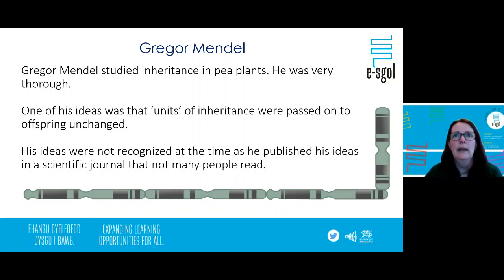What he'd done was look at pea plants, and he bred red flowers with white flowers. When the offspring were produced, all of the plants had red flowers. So he was quite surprised about that. Then when he bred that second generation, another term that you need to be familiar with, together, he noticed that some were red and some were white, and this is what enabled him to do his work.